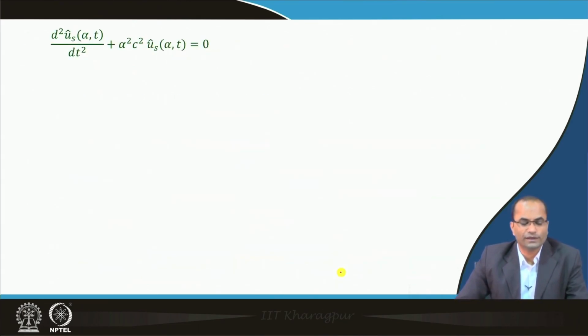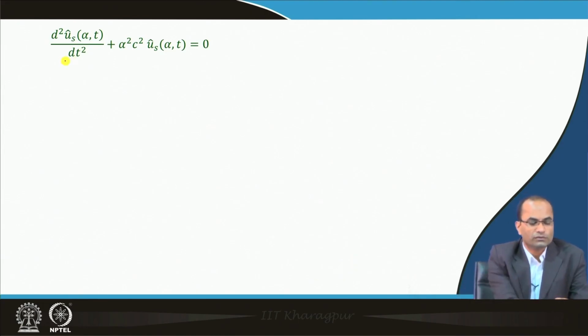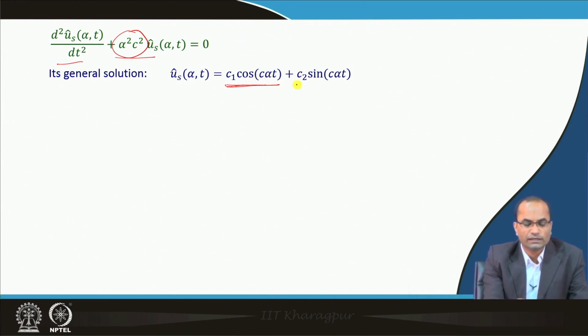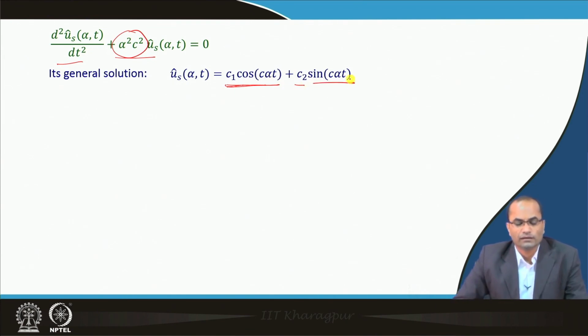So, having this equation, we can again easily solve this, because this is a homogeneous equation with a constant coefficient. So, its solution again will be written in terms of sine and cosine. So, we have c1 cos c alpha, because the roots are going to be c alpha i and minus c alpha i. So, here we have c1 cos c alpha t and c2 sine c alpha t.